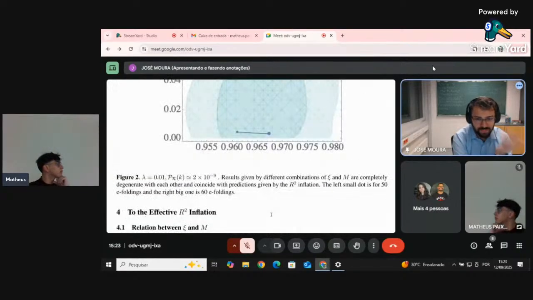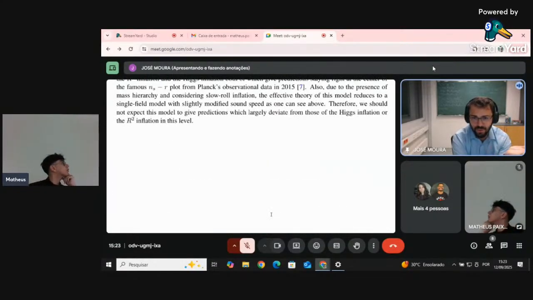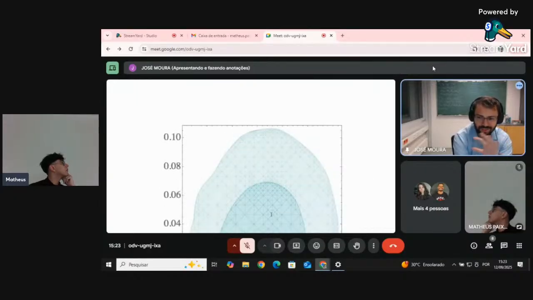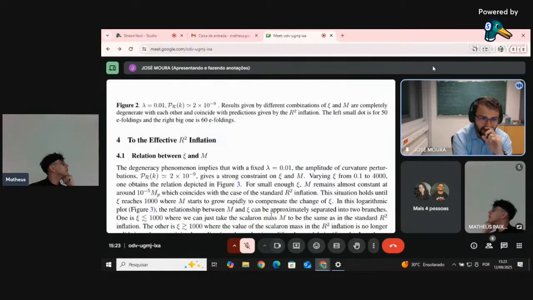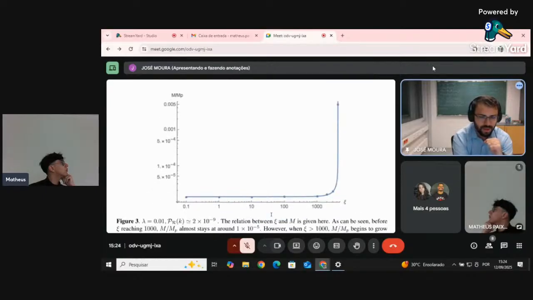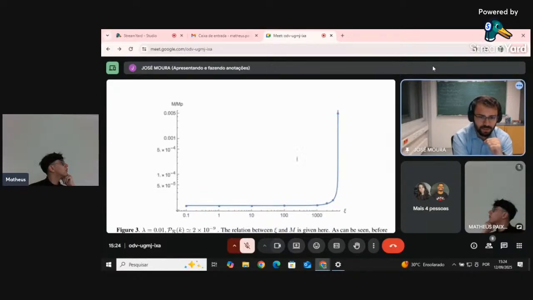All right. So the point of this part of the paper is that it agrees with observation. If we go further to the effective R-square inflation, it's basically them analyzing limits on the theory. So they plot this one here. That's the M factor, which is the mass of the scalaron technically over the Planck mass with the non-minimal coupling.